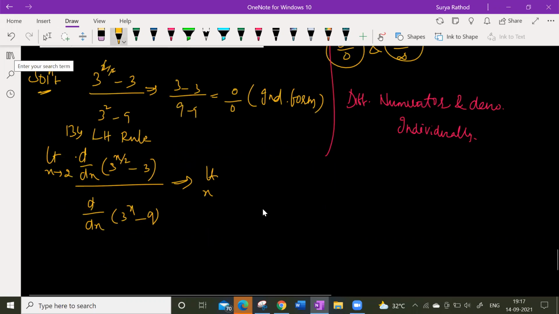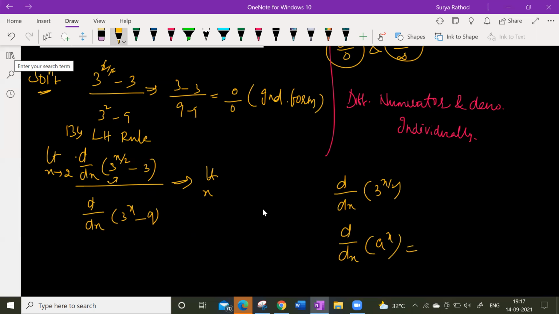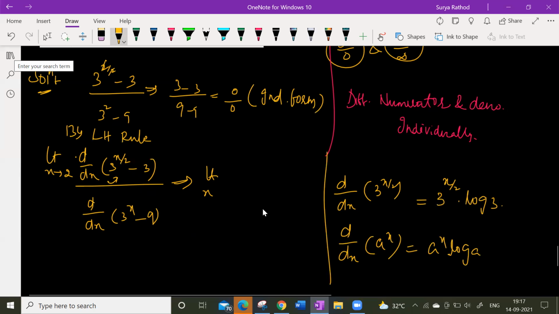Okay, so d by dx of 3 to the power of x by 2 is what? It looks like d by dx of a power of x, right or not? So a power of x into log a. Here, 3 power of x by 2 into log 3. Yes or no?